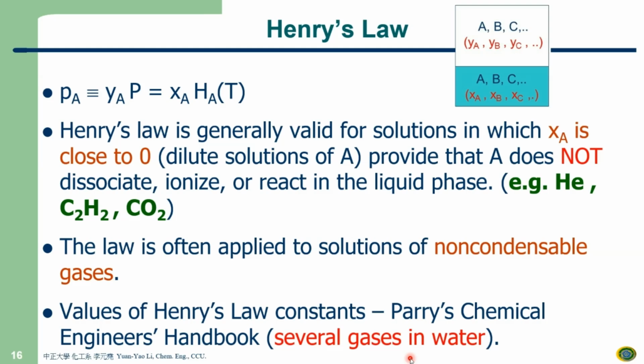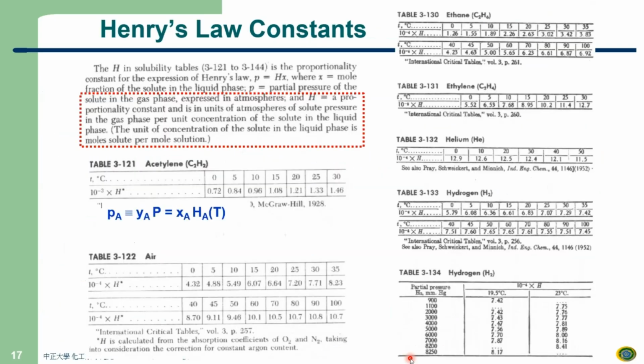Okay, so the values of the Henry's law constants, you can find in the Perry's Engineering Handbook. I'll show you some examples of Henry's constant. This is ethylene, C2H2, and this is the temperature. We use Celsius: 0, 5, 10, 15 to 30. And this is the Henry's constant here: 10 to the power minus 3 times H_A equals this number.